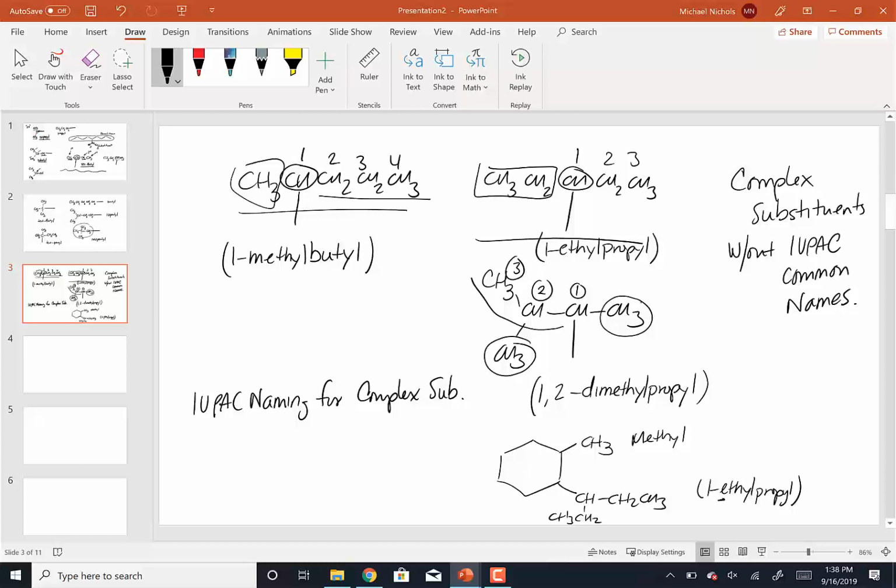So then the name for that is parentheses, methyl, 1,1-ethylpropyl. Well, the 1-ethylpropyl's in the parentheses. Where is that 1-ethylpropyl attached to? Attached to carbon 1, so there's a 1 outside the parentheses. And then 2-methyl cyclohexane.